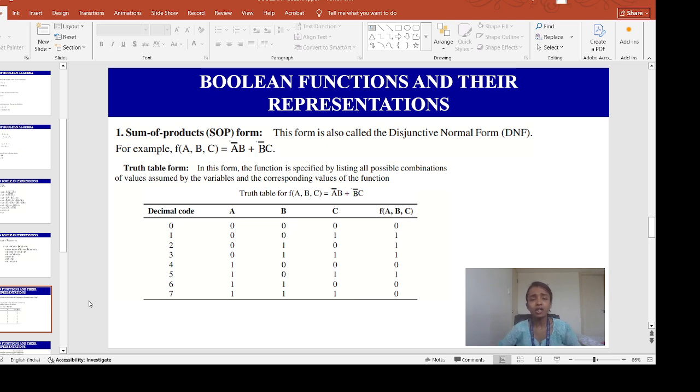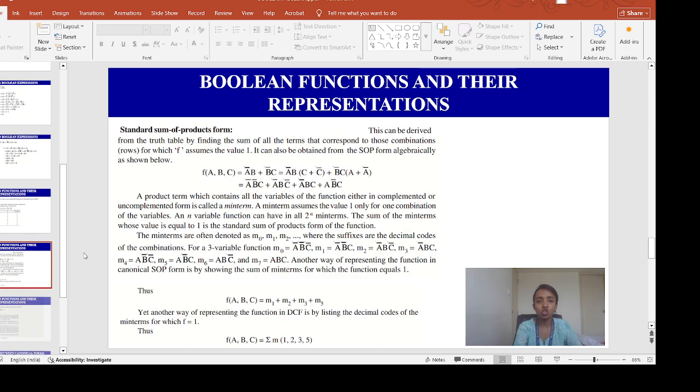Right? Now we will see the Boolean functions and their representations. There are two different types of representations which is very important. One is called sum of products or SOP form. This form is also called the disjunctive normal form or DNF. For example, let's say f is a 3-variable function ABC which is expressed as A bar B plus B bar C. Okay. Now we will understand this truth table later. Let's move on to the next slide.